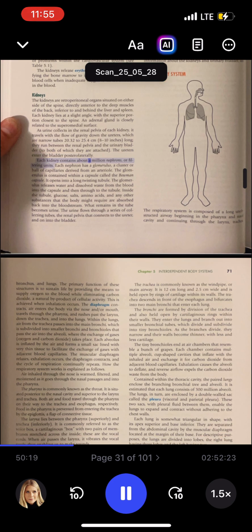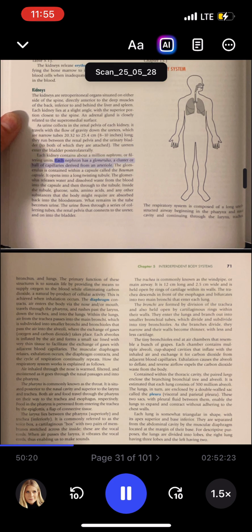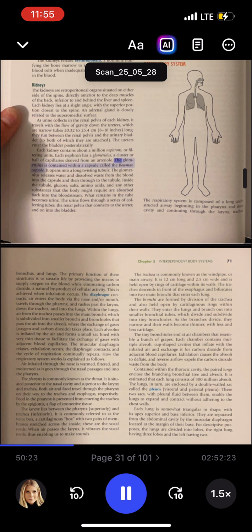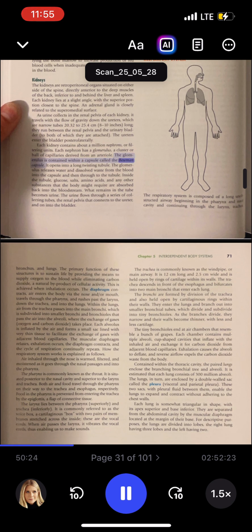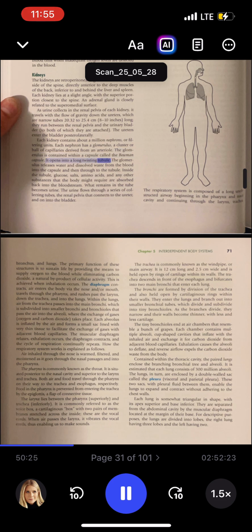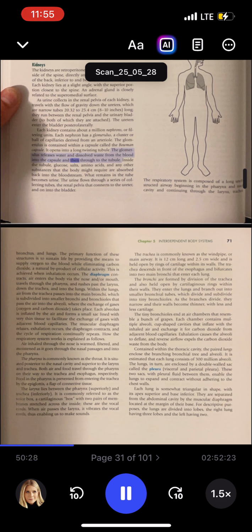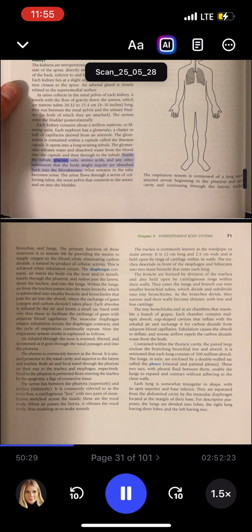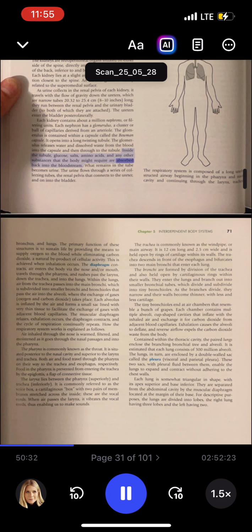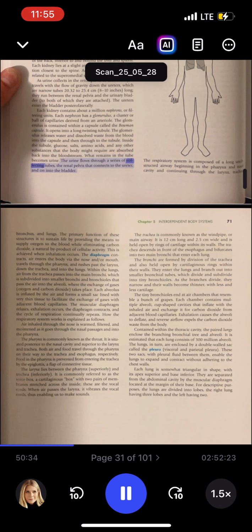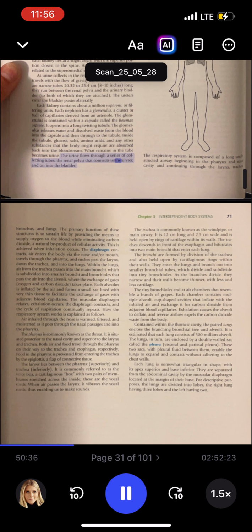Each kidney contains about 1 million nephrons, or filtering units. Each nephron has a glomerulus, a cluster or ball of capillaries derived from an arteriole. The glomerulus is contained within a capsule called the Bowman capsule. It opens into a long, twisting tubule. The glomerulus releases water and dissolved waste from the blood into the capsule and then through to the tubule. Inside the tubule, glucose, salts, amino acids, and any other substances that the body might require are absorbed back into the bloodstream. What remains in the tube becomes urine. The urine flows through a series of collecting tubes, the renal pelvis that connects to the ureter, and on into the bladder.